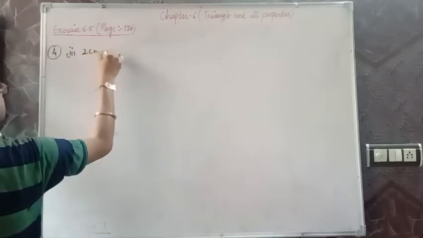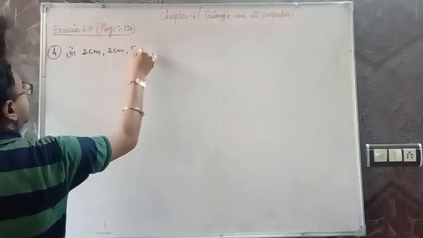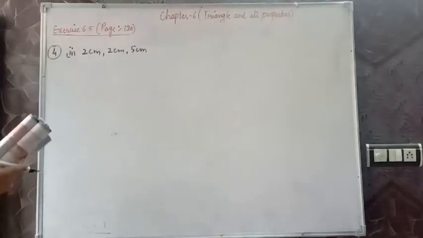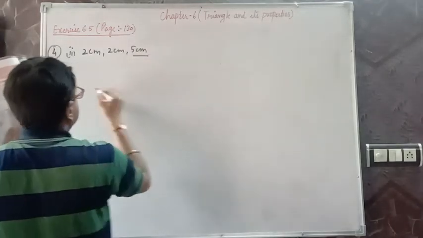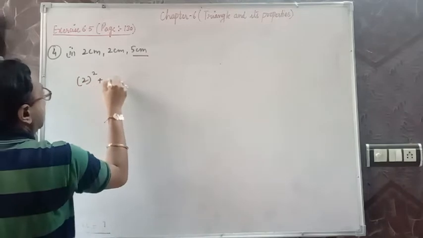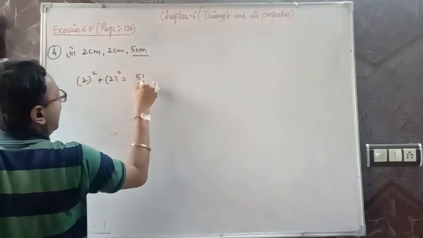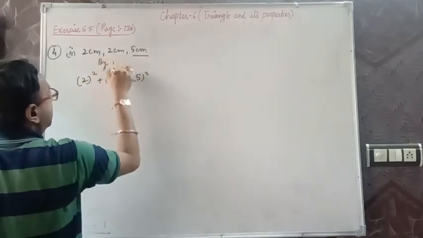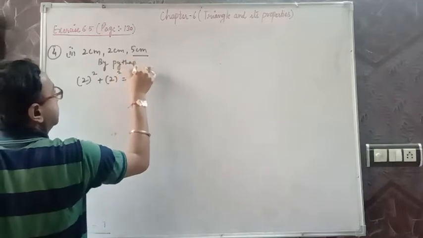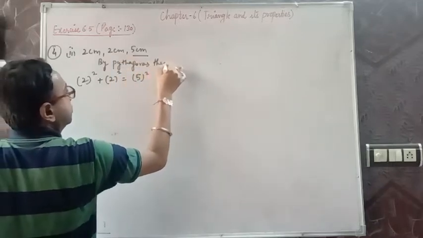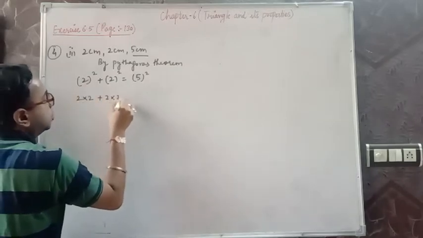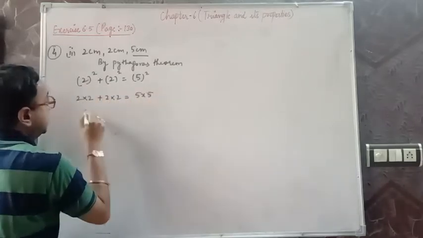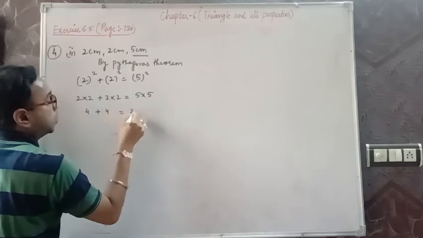2 centimeter, 2 centimeter, 5 centimeter. And the answer, it will not be. I'm sure about it. Which will be the hypotenuse? The longest side, obviously. So 2 square plus 2 square is equal to 5 square by using Pythagoras theorem. That is important. Now solve. What is 2 square? 2 into 2. What is 5 square? 5 into 5.